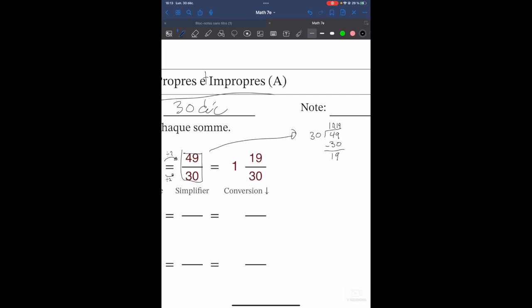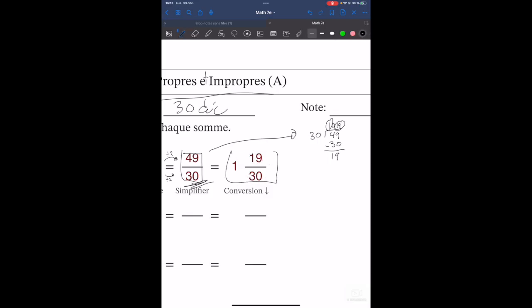I'm not sure if it's L in English, but whatever. I'll keep it R for now because that's what your kids will have learned. So now with the 1, that's one whole, one entier. So that stays up front here. The R becomes my new numerator, and the denominator stays the same as it was before. This is my final answer.